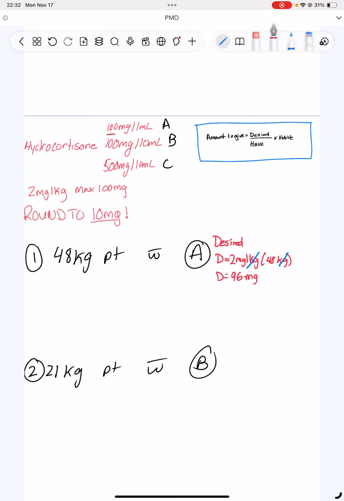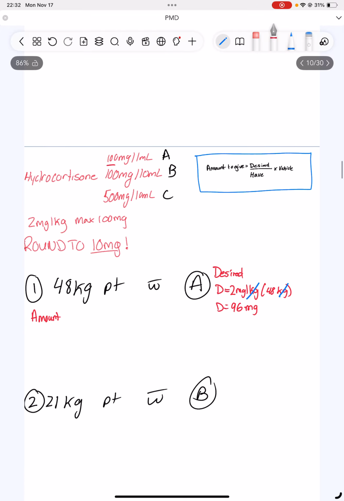Now we can set this into our equation. Let's just call the amount X. So X milliliters is equal to desired. We have 96 milligrams, and in our vehicle, it's probably simpler to think of what we have first. We have 100 milligrams in a vehicle of 1 milliliter.